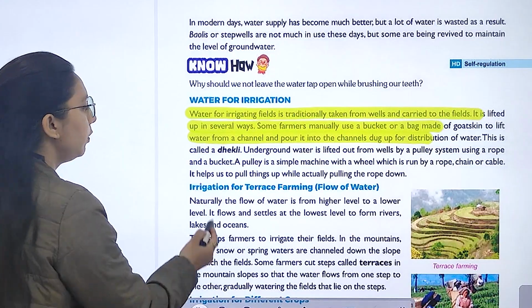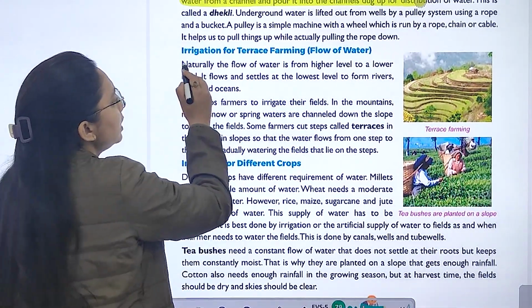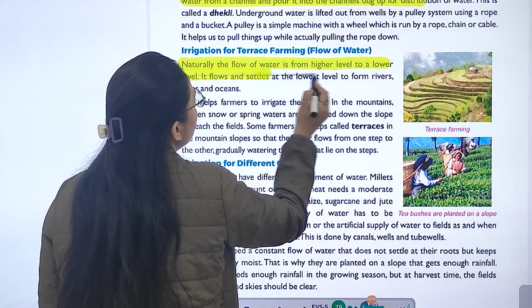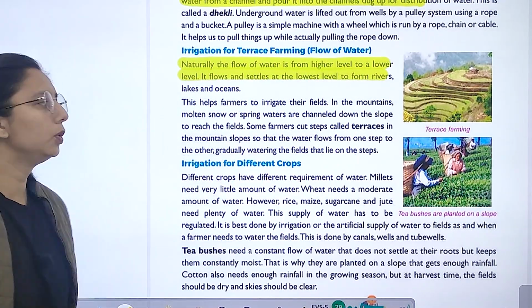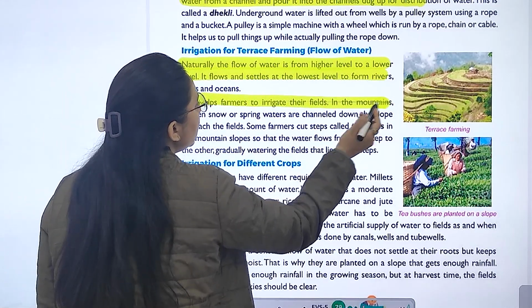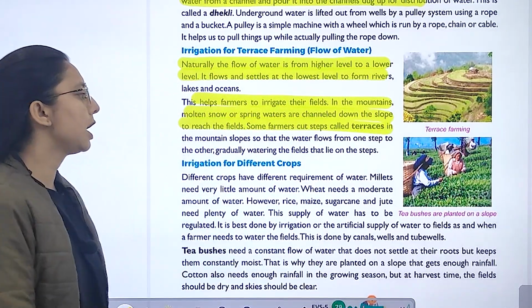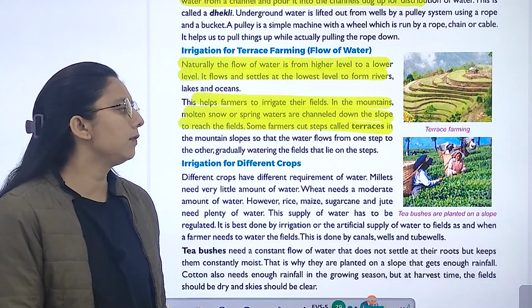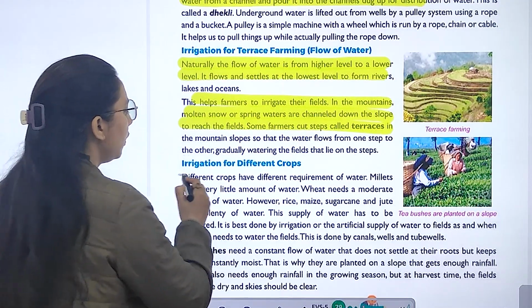Then irrigation for terrace farming. मतलब जो flow of water होता है. So naturally the flow of water is from a higher level to a lower level. It flows and settles at the lowest level and they form oceans. This helps the farmer to irrigate the field. In the mountains, melted snow or spring water is channeled down to reach the field. Some farmers cut steps. These become terraces.